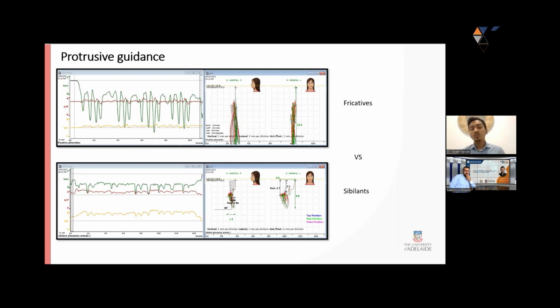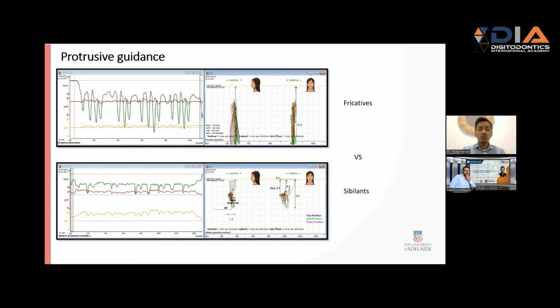But before that, we need to understand how the protrusive guidance can help us understand how the occlusion is interfering or maybe aiding in the person's phonetics or perhaps contributing to lisp or stuttering. So you can see right here that fricatives and sibilants are two consonants that usually produce distinctively different wavelengths on the vertical and the lateral planes.